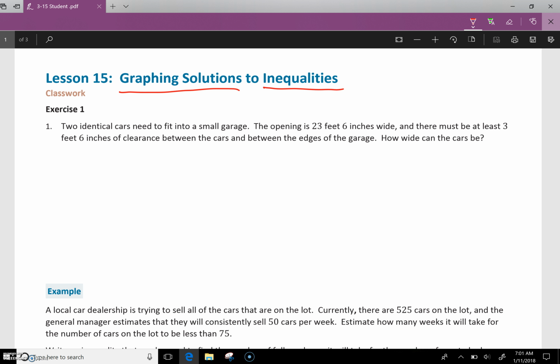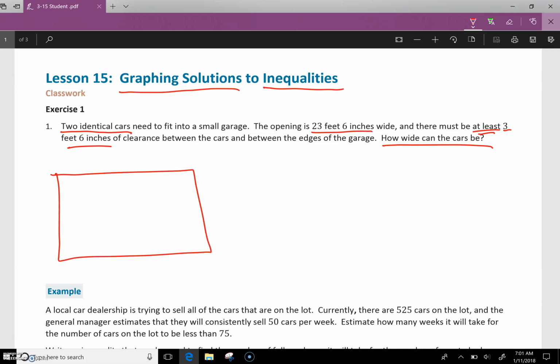Number one. Two identical cars need to fit into a small garage. We have two exactly the same cars. The opening to the garage is 23 feet 6 inches. And there must be at least, there's your key inequality phrase, at least 3 feet 6 inches of clearance between the cars and between the edges of the garage. How wide can the cars be? There's our question. Let's quickly draw the garage just so we can get a visual.